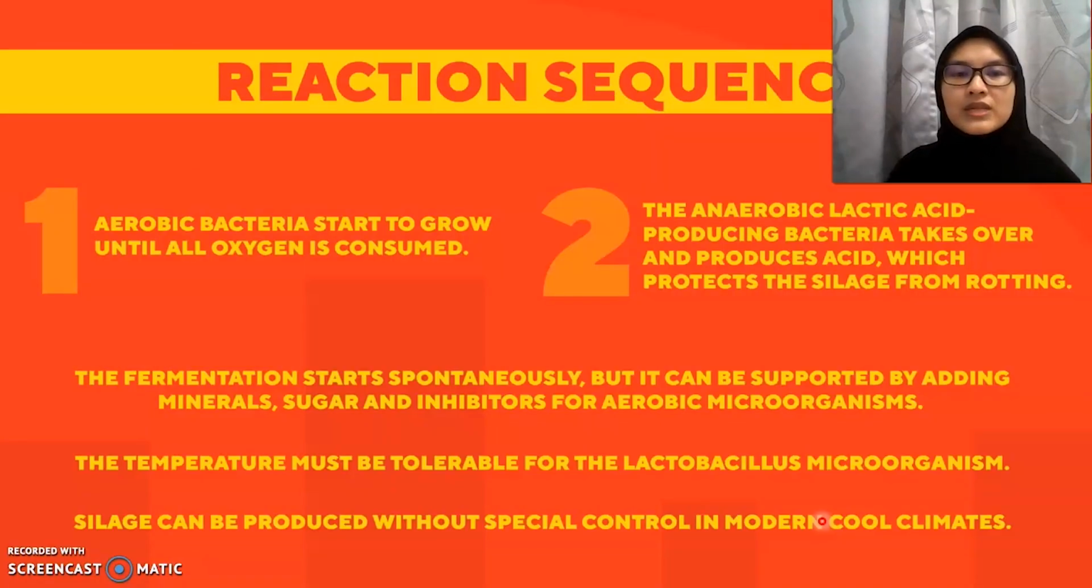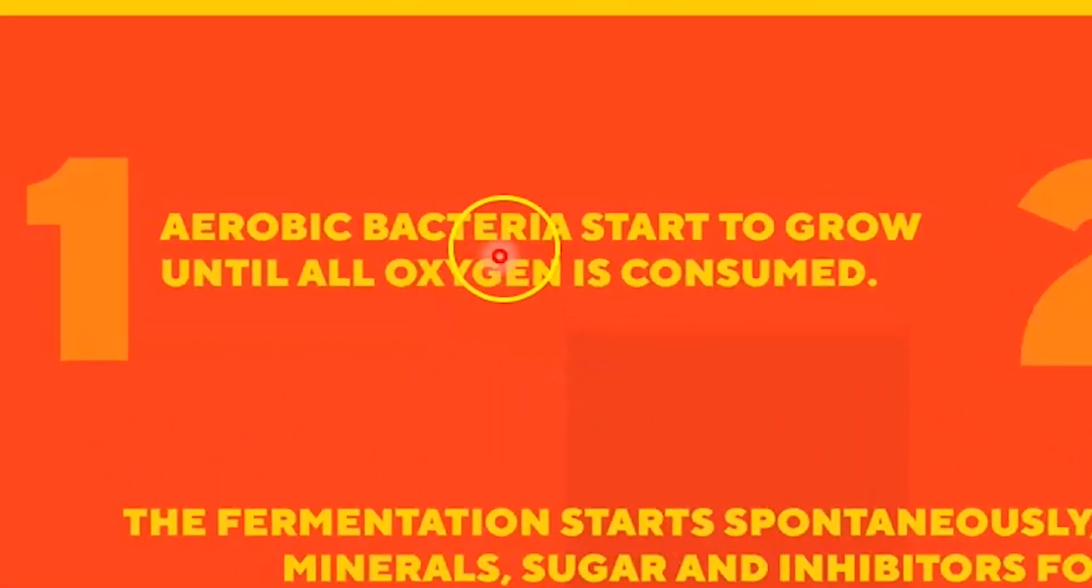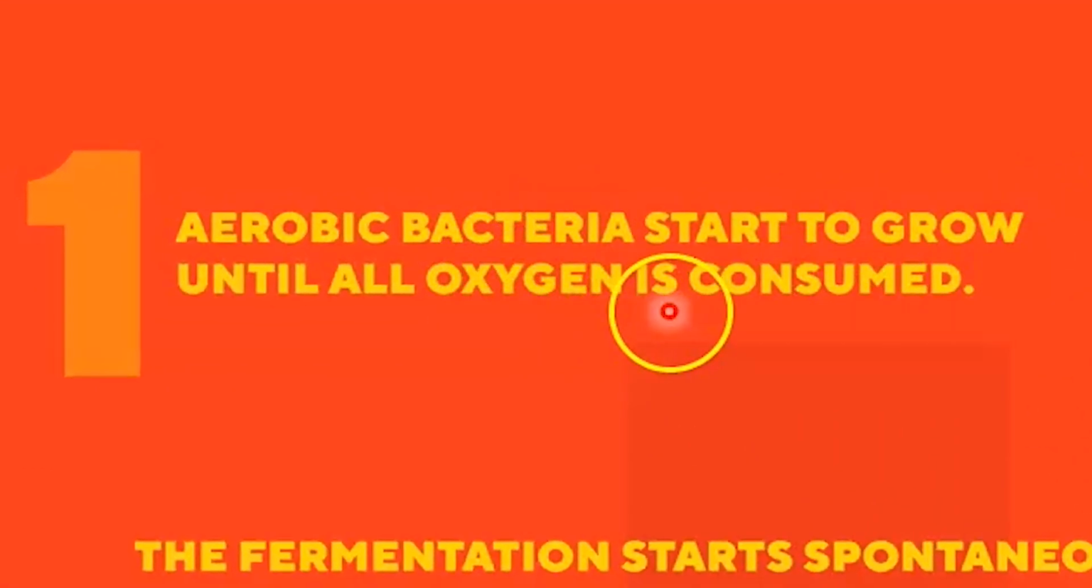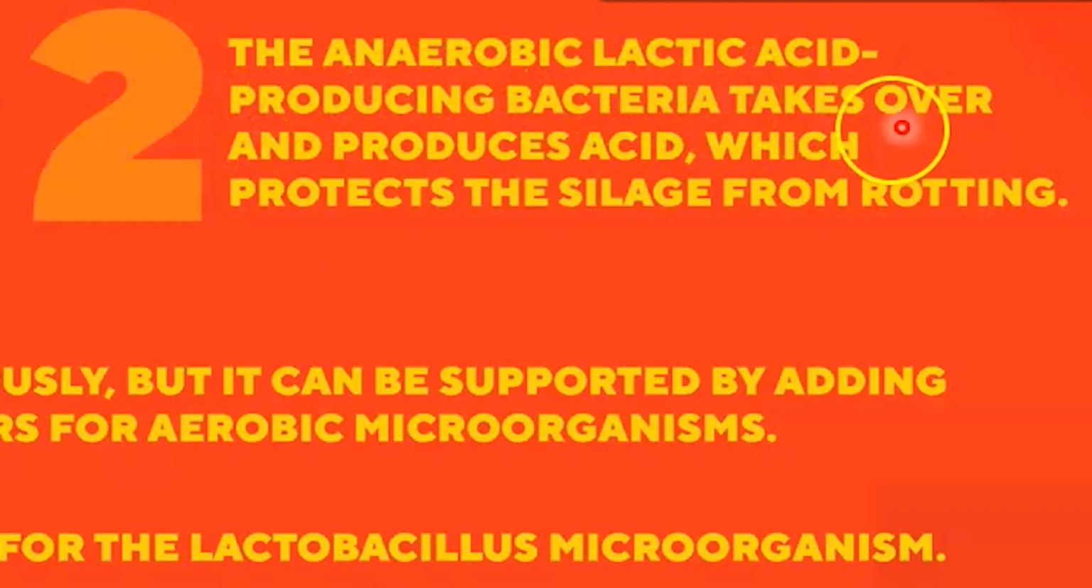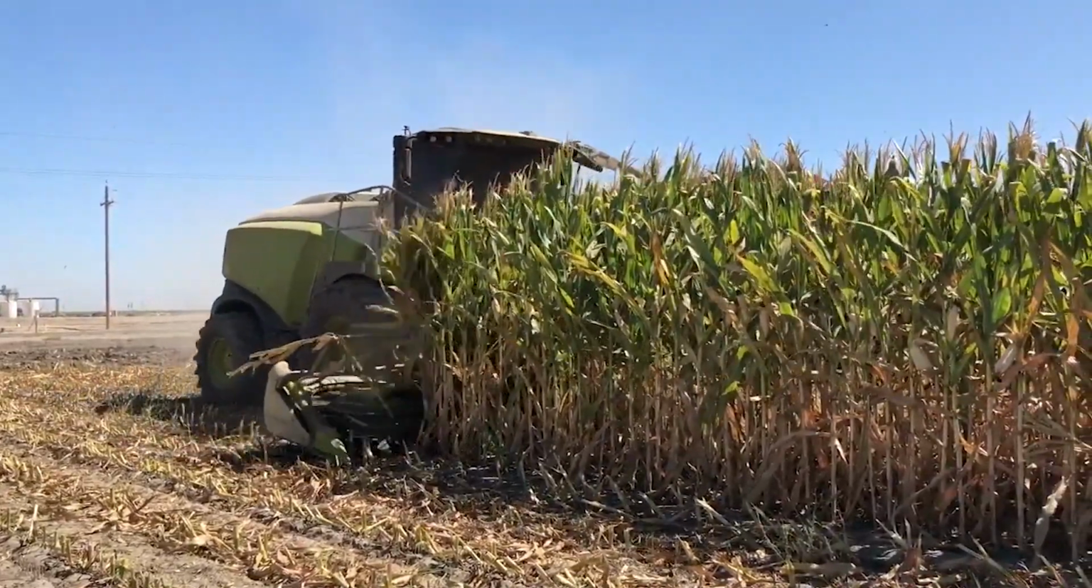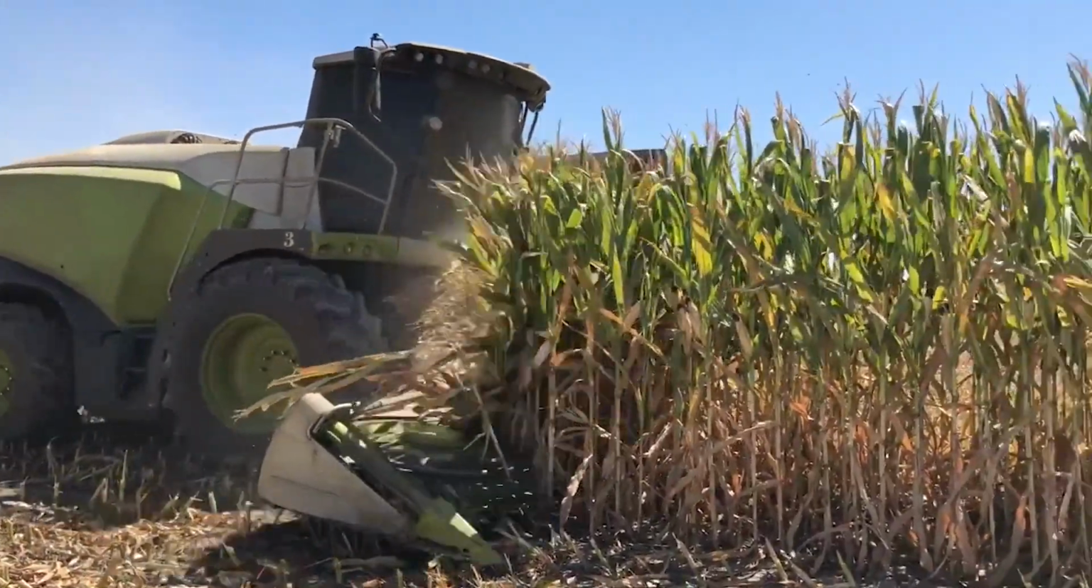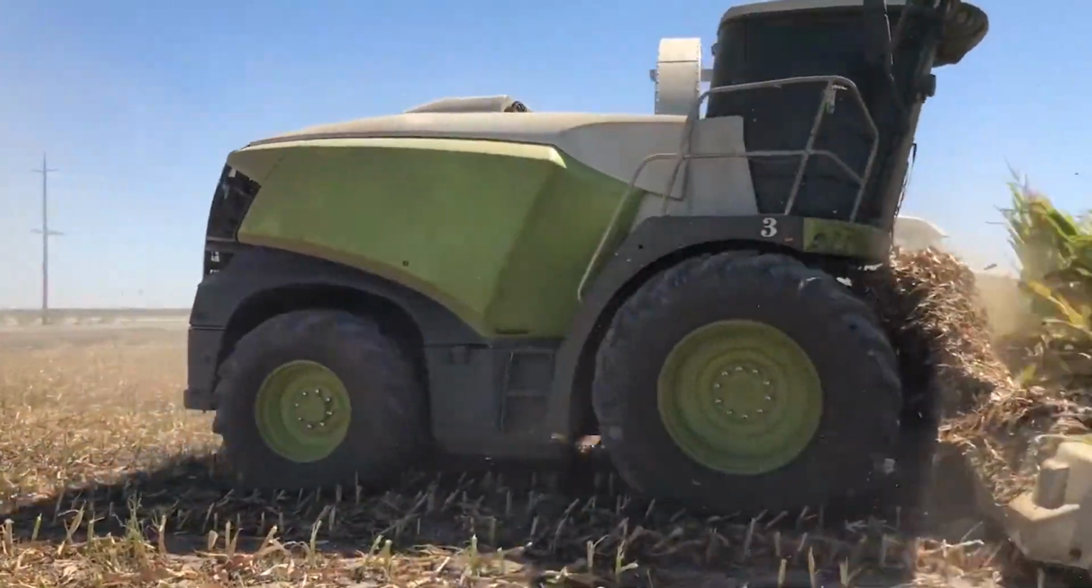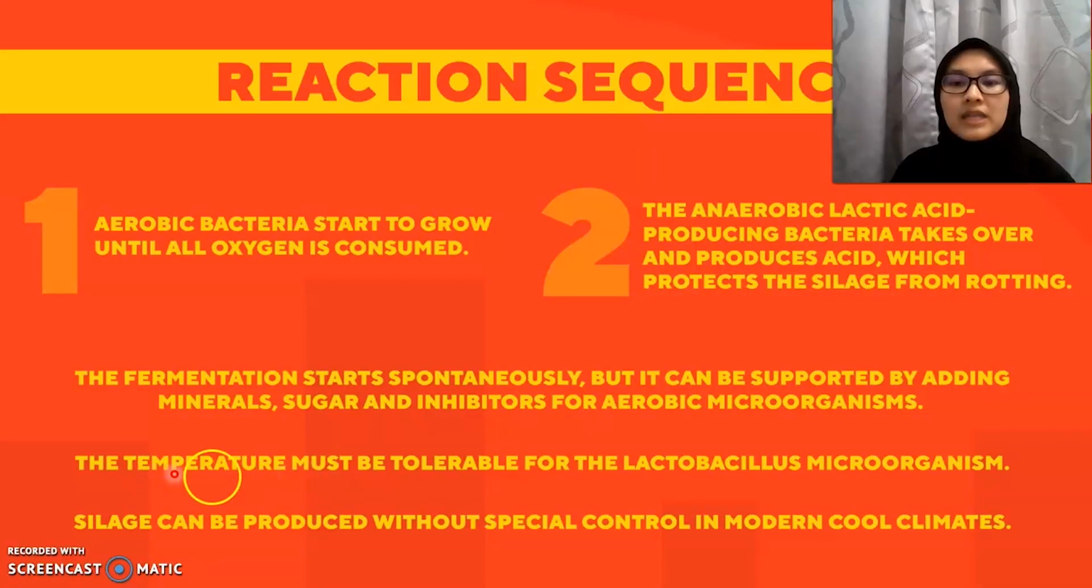So the reaction sequence is similar as described for food, where aerobic bacteria start to grow until all oxygen is consumed. Then the anaerobic lactic acid producing bacteria take over and produce lactic acid, which will protect the silage from rotting. The fermentation starts spontaneously, but it can be supported by adding minerals, sugar and inhibitors for aerobic microorganisms. The temperature must be in a range that is tolerable for the lactobacillus microorganism. In moderate, cool climates, silage can be produced outdoors without special control.